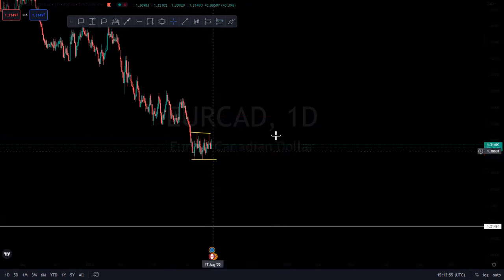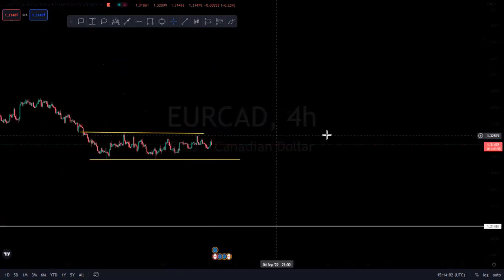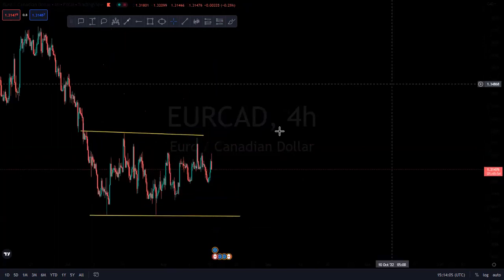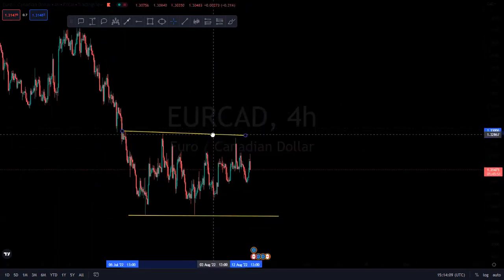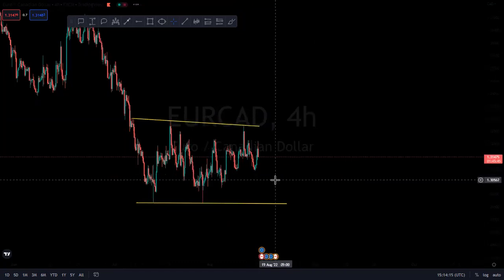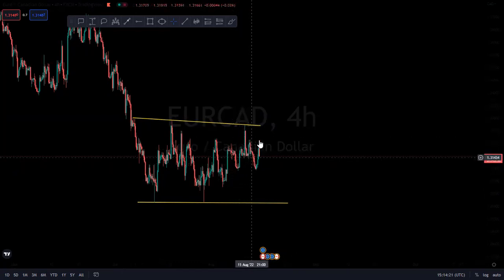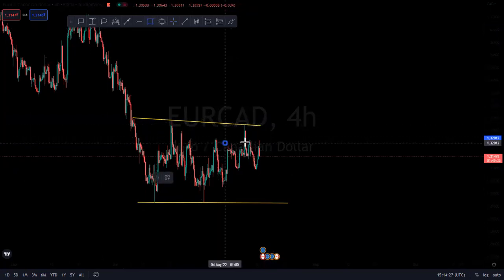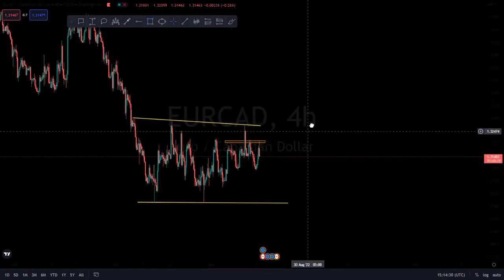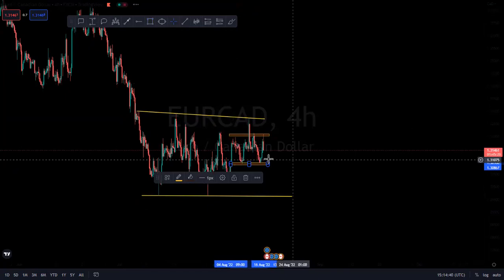But then yeah, let's move on to the smaller time frame. On this time frame, we have this left shoulder, head, right shoulder, down here, head and shoulders pattern. So I'll only be looking for sellers when we break this.